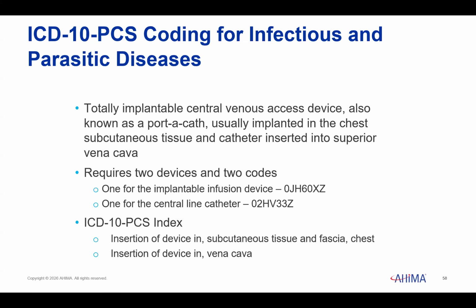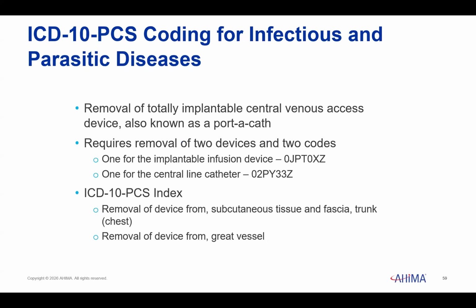So again, PCS codes, one device per code, right? So we use two codes here. And again, one for the insertion of the implantable infusion port, and the second one captures the insertion of the central venous catheter, right? And this is a place that you want to pay special attention to. If you're unclear on what something like a portacath is in terms of a procedure, Google it, use AI, what have you, and it will describe what they are and how they're placed. And sometimes YouTube's a great resource as well.